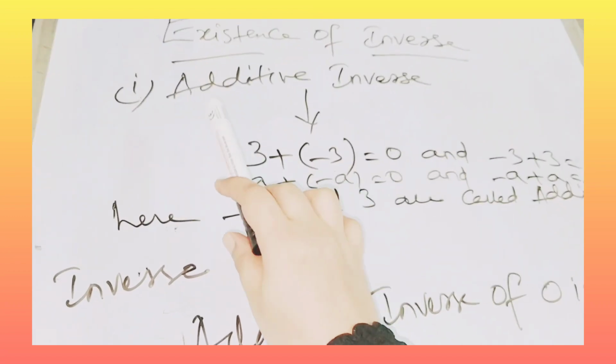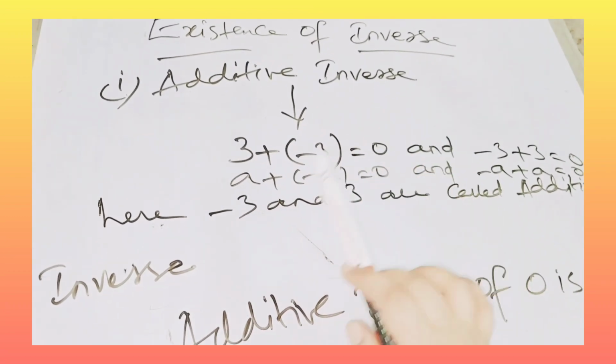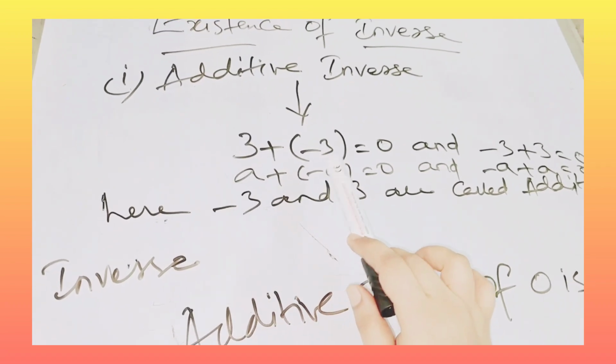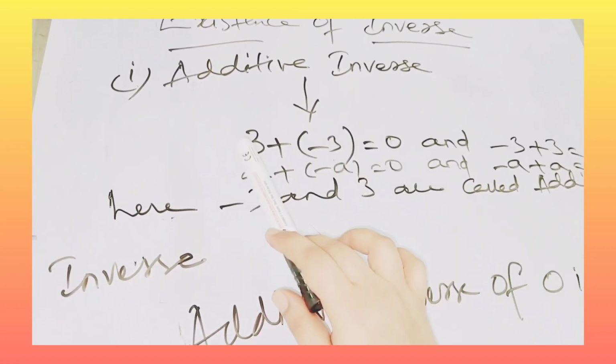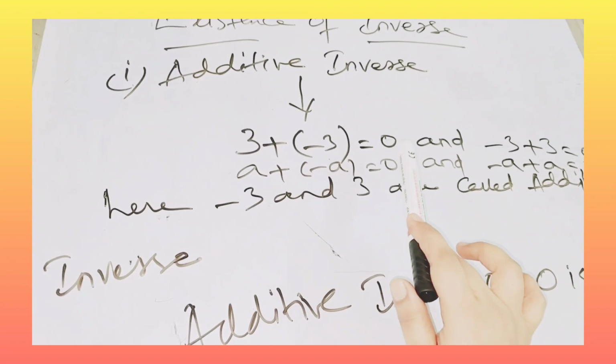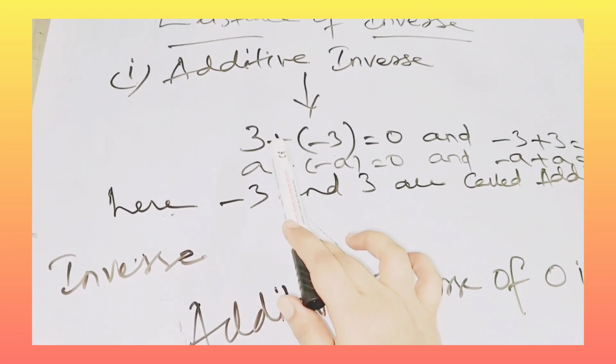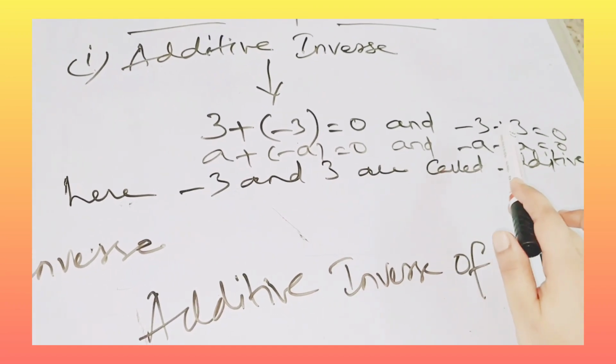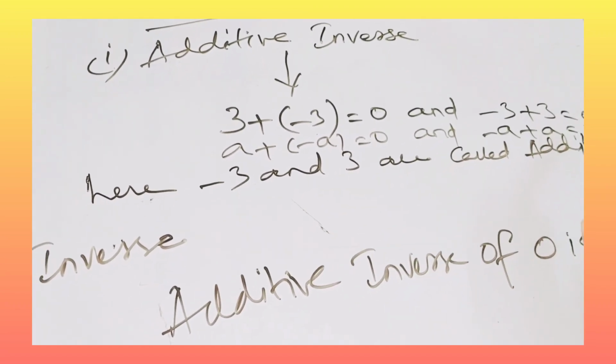What is additive inverse? Here as an example we are taking 3. 3 plus minus 3 is equal to 0. Plus into minus is minus, so 3 minus 3 is equal to 0, and minus 3 plus 3 is equal to 0.